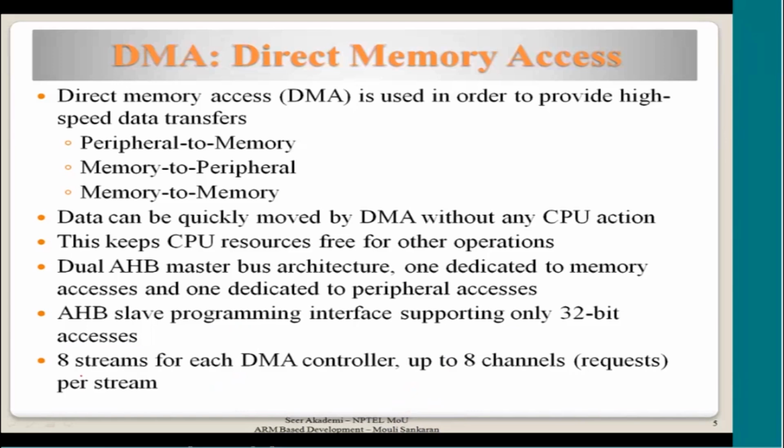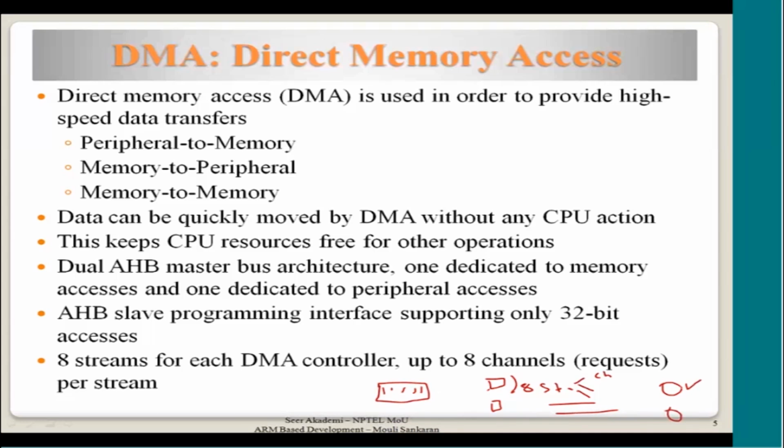Okay, and 8 streams for each DMA controller. So there could be multiple DMA controllers. There can be multiple streams, and within each stream there can be multiple channels. Whatever I explained is for only one transaction, but there can be multiple transactions programmed, and they can all be happening in parallel, because the AHB bus is a very high performance bus, and the devices that it normally interacts with are all slower devices.